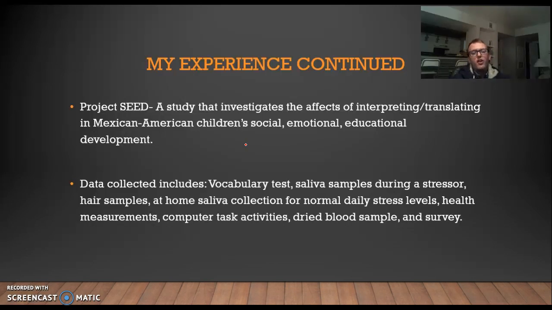So the data we collect, the vocabulary test was the first one on this list. The vocabulary test is really just a cognitive functioning test to see what their development is. These kids are teenagers now, a lot of them going into college, so we want to see how advanced their vocabulary is. And then we do saliva samples during the stressor.